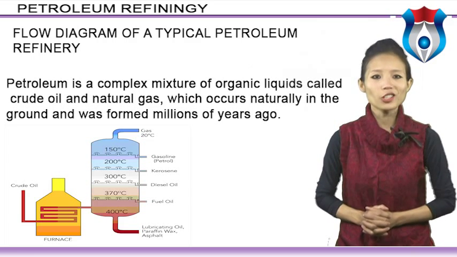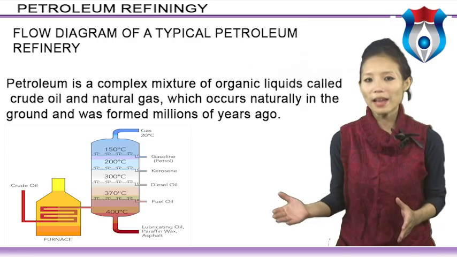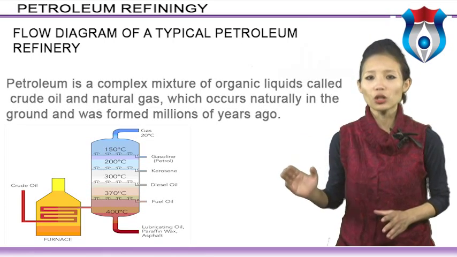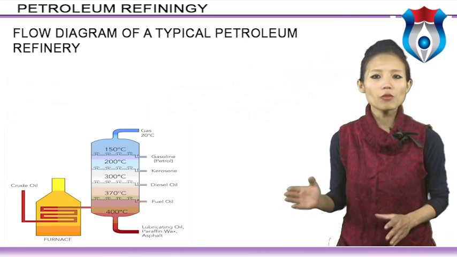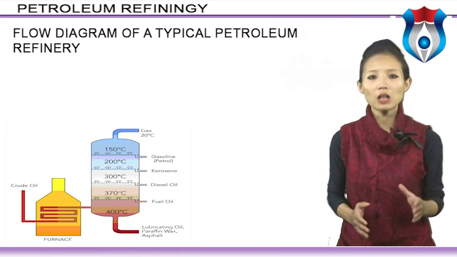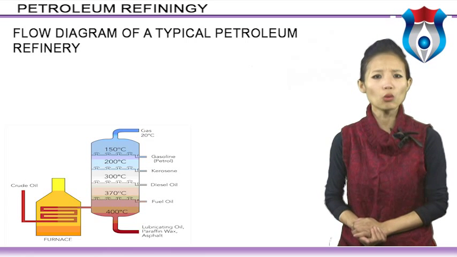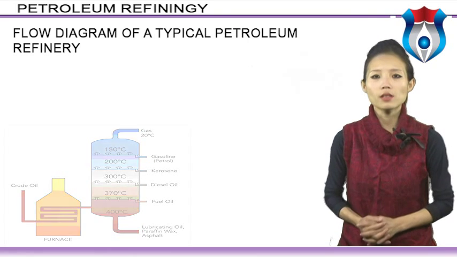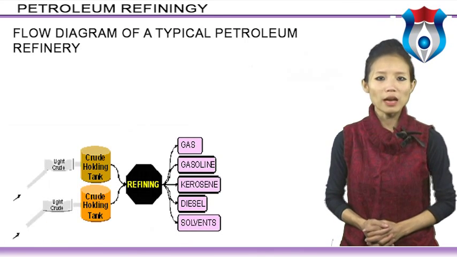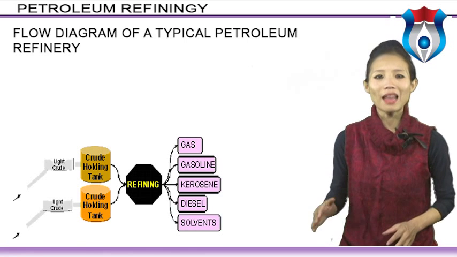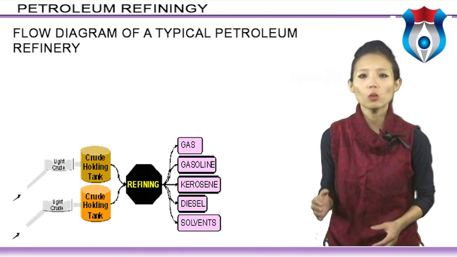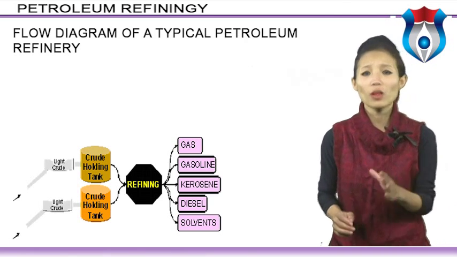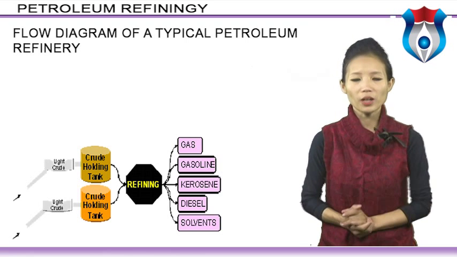Petroleum is a complex mixture of organic liquids called crude oil and natural gas, which occurs naturally in the ground and was formed millions of years ago. Crude oil varies from oil field to oil field in color and composition, from a pale yellow, low viscosity liquid to heavy black treacle consistencies. Crude oil and natural gas are extracted from the ground, on land or under the oceans by sinking an oil well, and are then transported by pipeline and or shipped to refineries where their components are processed into refined products.